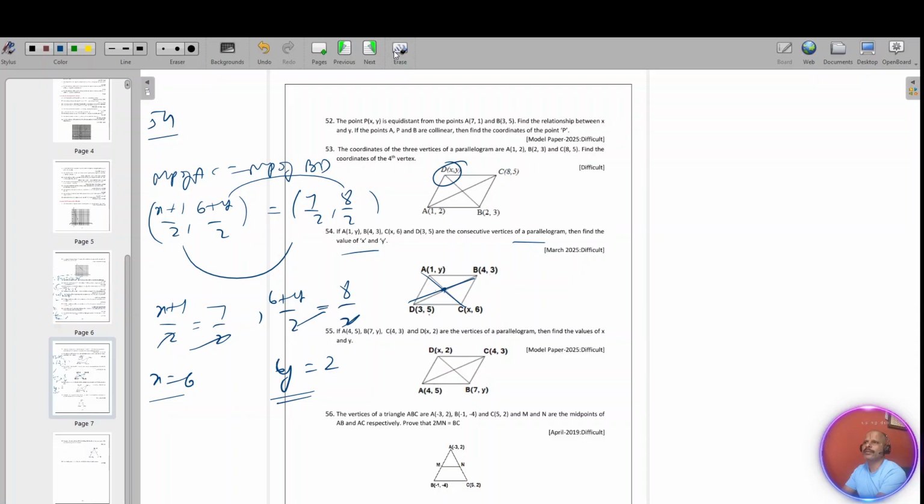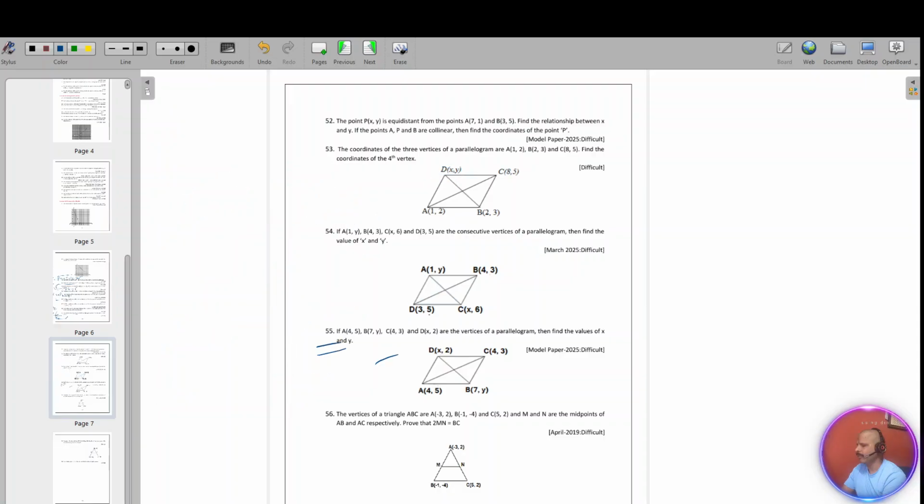Then 55. If these are the points, find x and y. It is same. Just now we solved 54. Same. You solve yourself, please. Then 56. The vertices of triangle are given here. M and N are the midpoints of AB, AC. Prove that. Okay, we'll solve this. I'll just give a clue. I'm not writing complete answer here.